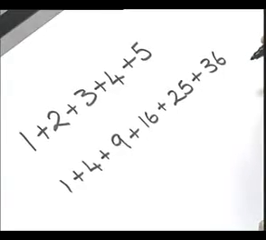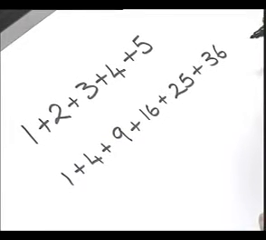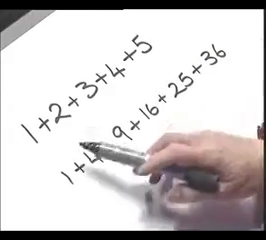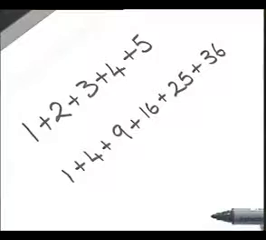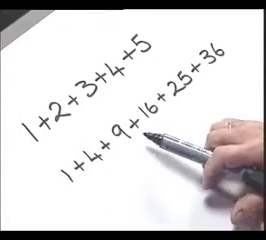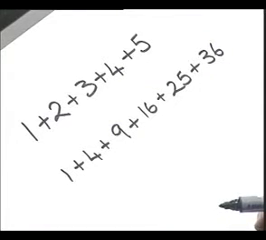In maths, we sometimes have to sum a number of terms in a sequence, like these two. The first one, 1 plus 2 plus 3 plus 4 plus 5, is the sum of the first 5 whole numbers. The second one, 1 plus 4 plus 9 plus 16 plus 25 plus 36, is the sum of the first 6 square numbers.